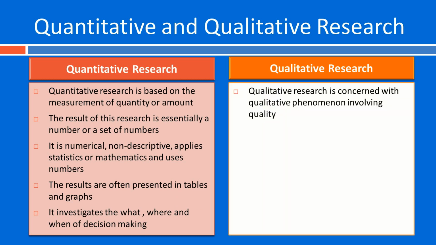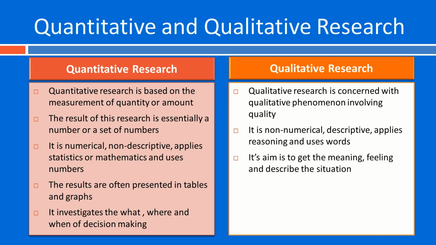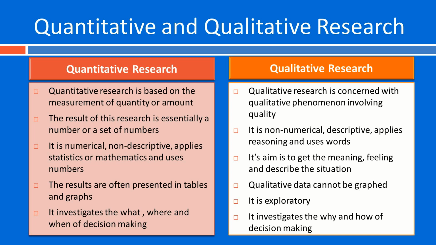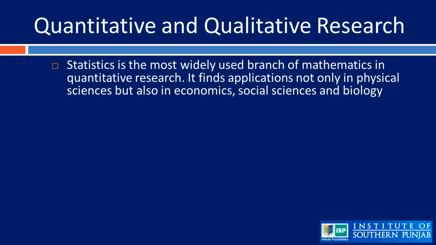However, qualitative research is concerned with qualitative phenomena involving quality. It is non-numerical, descriptive, applies reasoning, and uses words. Its aim is to get the meaning, feeling, and describe the situation. Qualitative data cannot be graphed. It is exploratory. It investigates the why and how of decision making. Statistics is the most widely used branch of mathematics in a quantitative research. It finds applications not only in physical sciences but also in economics, social sciences, and biology.